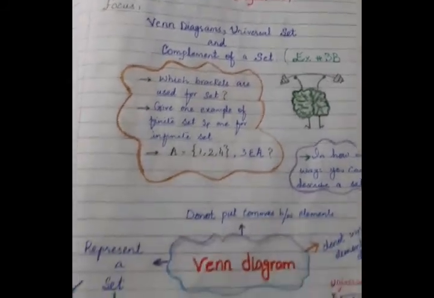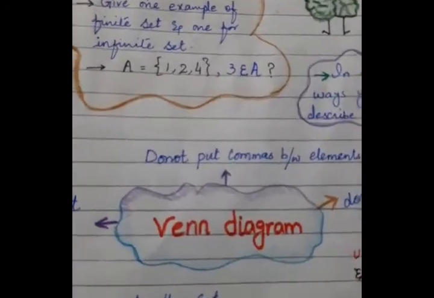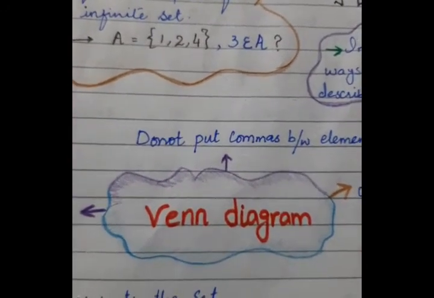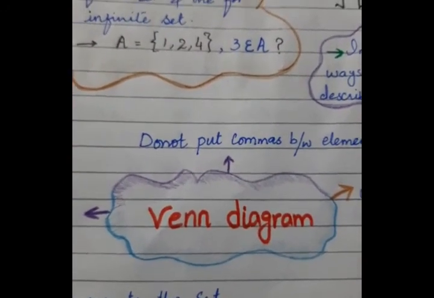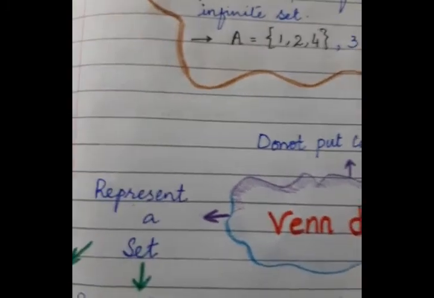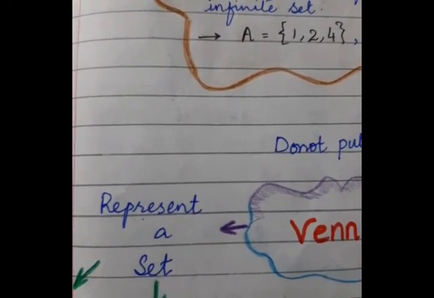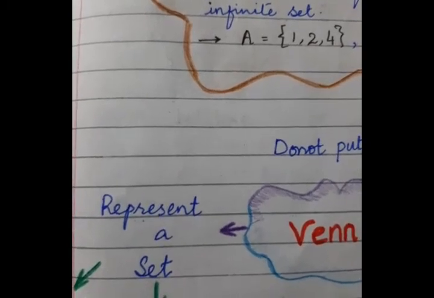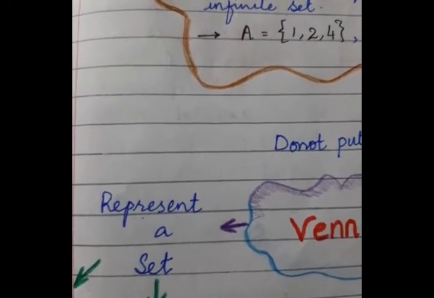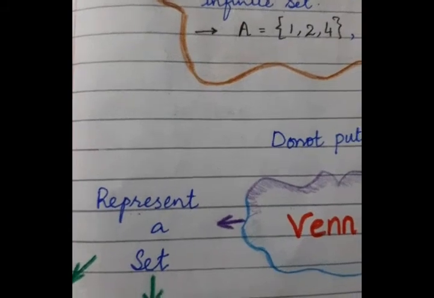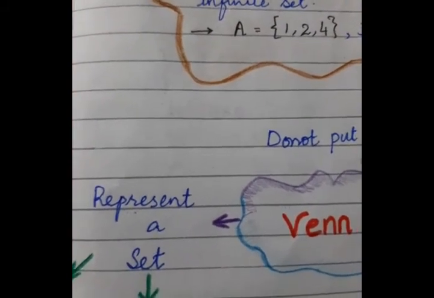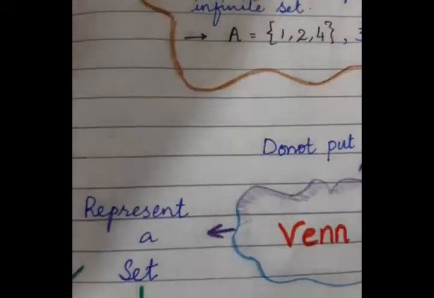Moving on to today's lecture, my first topic is the Venn diagram. A Venn diagram is basically used to represent a set. John Venn, an English mathematician, presented the idea of representing a set through a Venn diagram. Now the question arises: how are you going to represent a set through a Venn diagram?